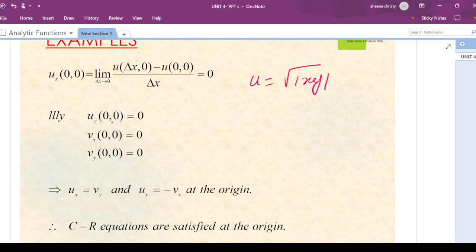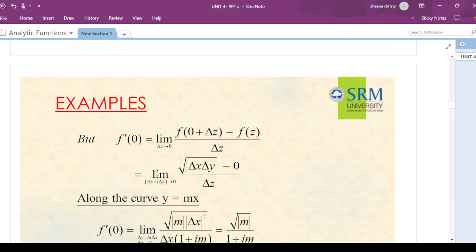So, uy of 0 comma 0 also you can find in the similar manner. It is equal to 0. Vx of x comma y at the origin also 0. Vy of x comma y at the origin also gives you 0. So, this shows that ux equal to vy and uy equal to minus vx, which is the CR equation satisfied at the origin, but the derivative of this function does not exist. You have to show it here.